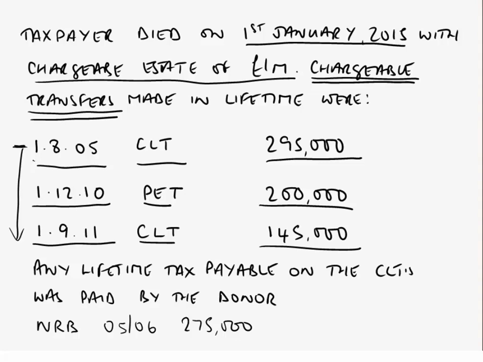Now we've got a CLT back here in the 1st of August 05. Therefore, we need to know the nil rate band in 05-06. That, I tell you right at the bottom here, is 275,000. Now there's another CLT, of course, here, 1st of September 11, but since April 09, we've had the 325,000 nil rate band. It was around since 09-10 tax year, and we still have it, of course, now applicable at the date of death in our 14-15 tax year. So the only other nil rate band we want is 05-06.